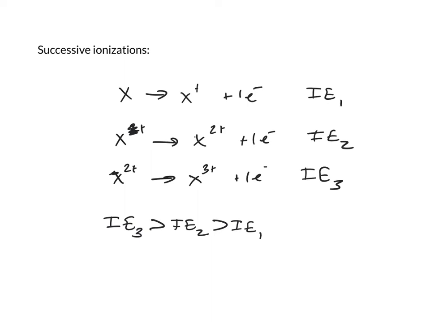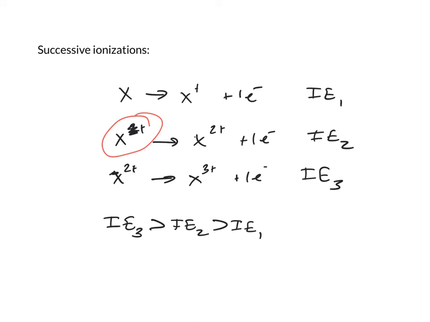Thinking about why this could be, remember that we're taking away an electron, so we have this positively charged ion remaining. By removing that electron, we're decreasing the amount of electron-electron repulsion. Those electrons are going to be held tighter to the nucleus, which means it's going to take successively more and more and more energy to remove them.